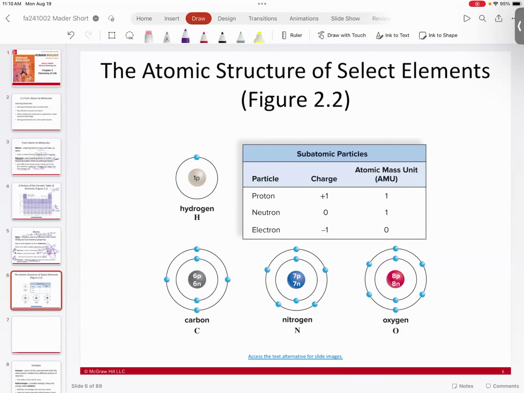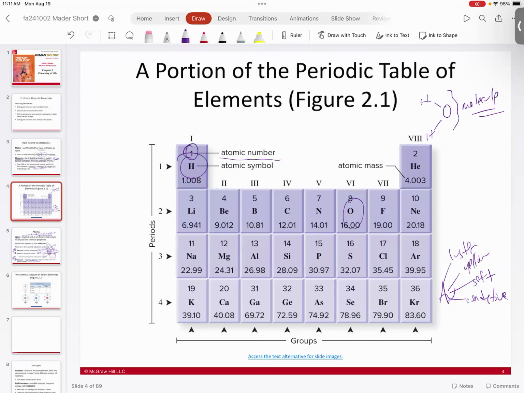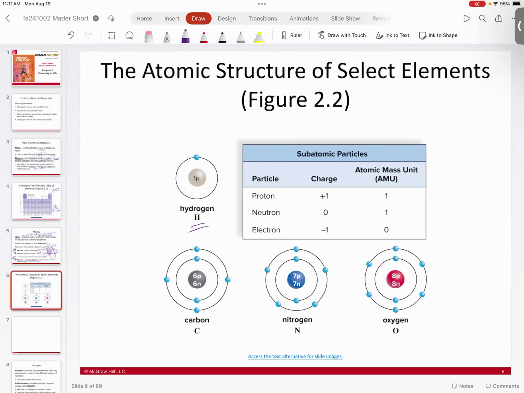And so this is kind of what it looks like. Here's a schematic diagram of a couple of different atoms. The simplest one that we have is the hydrogen atom, which has one proton, that's the atomic number, and one electron. So here's the electron right here.